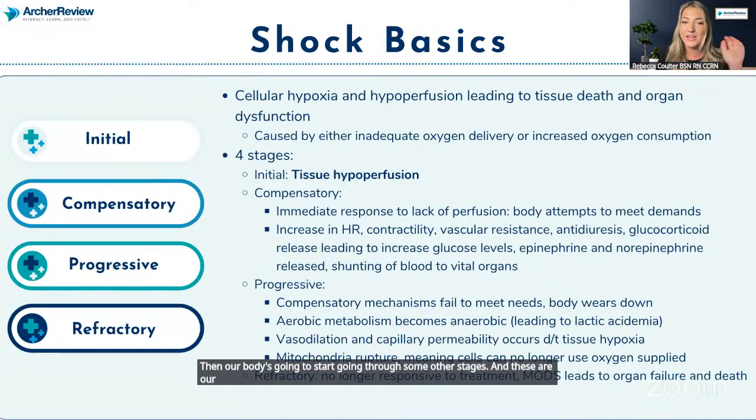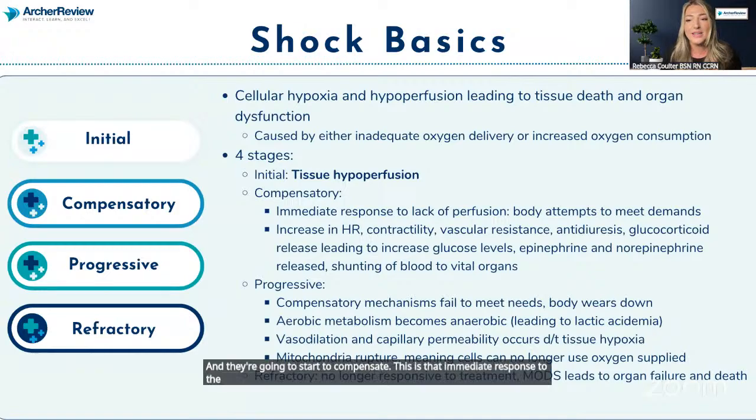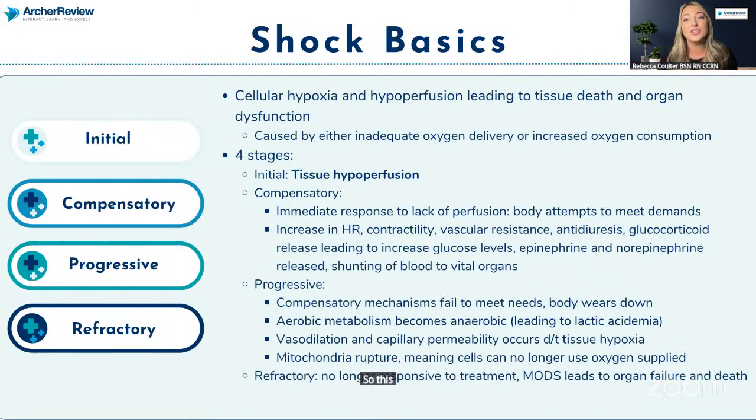Then our body's going to start going through some other stages, and these are our 4 stages of shock. So initial is that tissue hypoperfusion. Then the body's going to do a pretty good job of recognizing that the tissues are hypoperfused, and they're going to start to compensate. This is that immediate response to the lack of perfusion. The body is going to do some things to try to meet these oxygen demands. So this is when we get into that stress response.